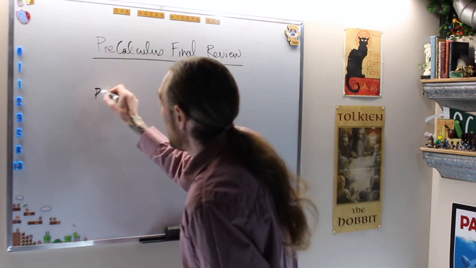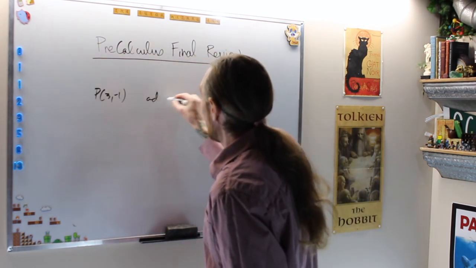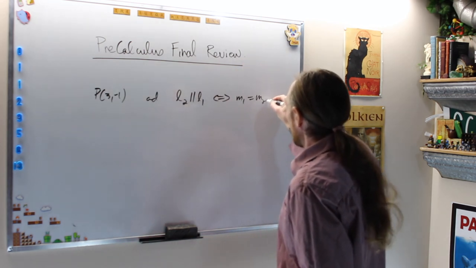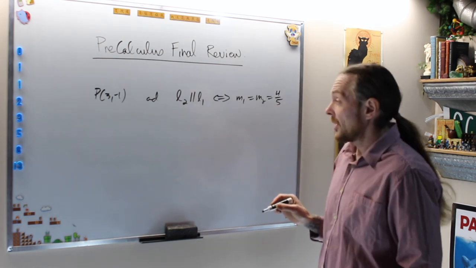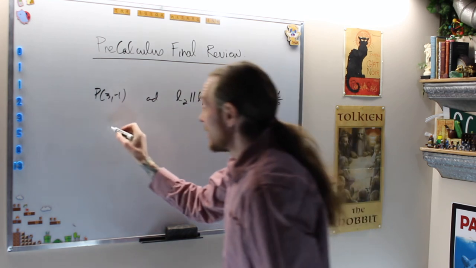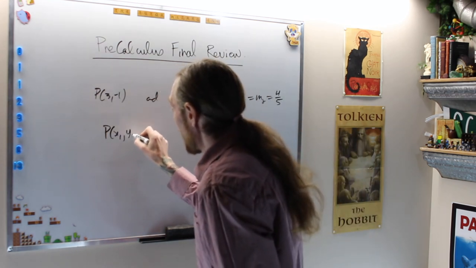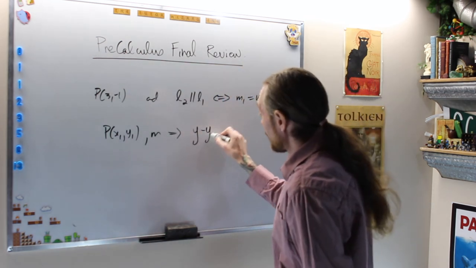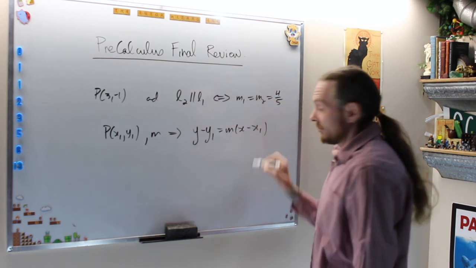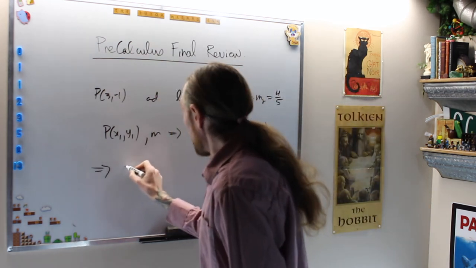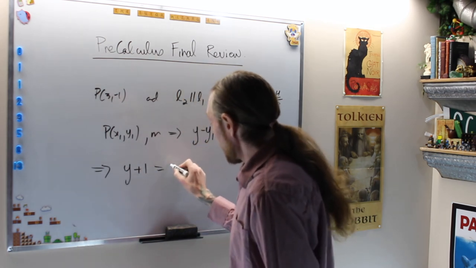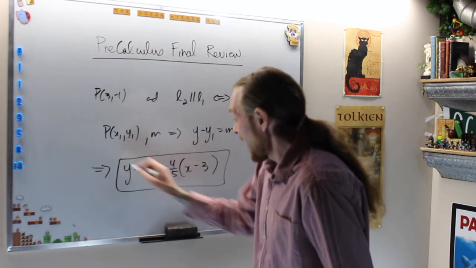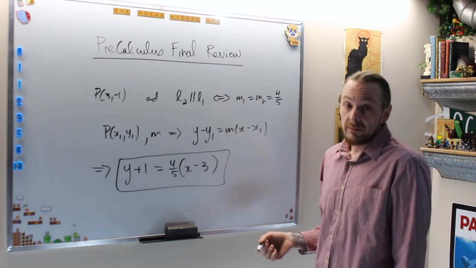This gives me the point P(3, -1), and because L2 is parallel to L1, we have that m1 is equal to m2, which is equal to 4/5. They're both equal to this. So I have the slope and the point. In general, given a point (x1, y1) and a slope m, the point-slope form of a line is y minus y1 equals m times (x minus x1). For us, this gives y minus negative 1, which is plus 1, equals our slope 4/5 times (x minus 3). And this is an equation of the line L2 that we were looking for.